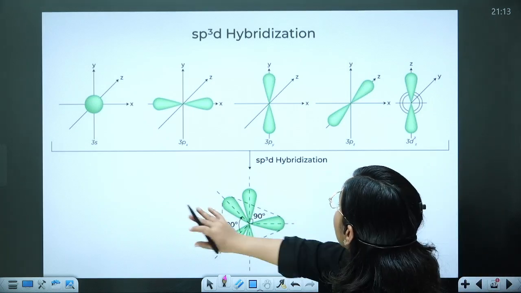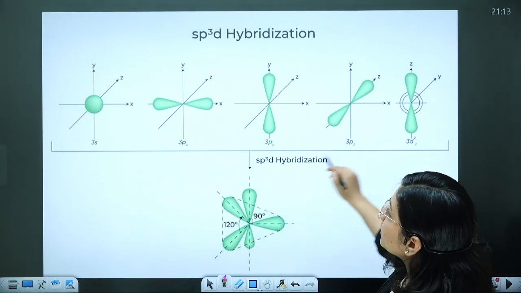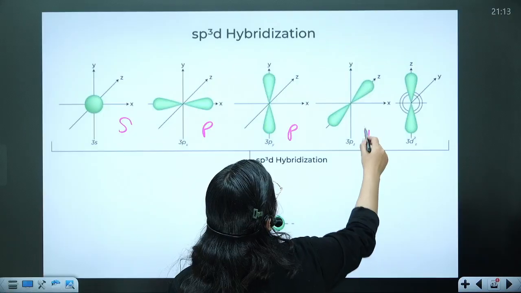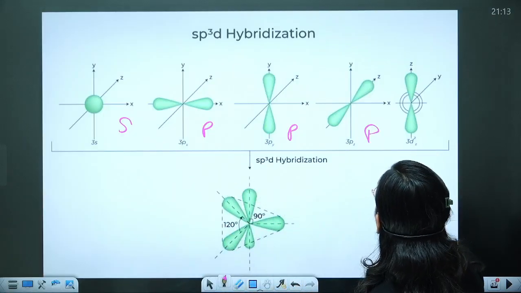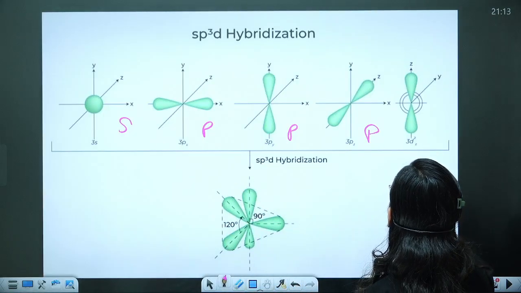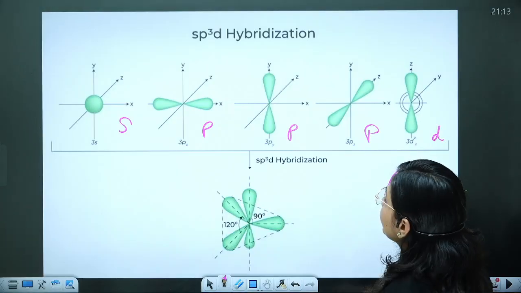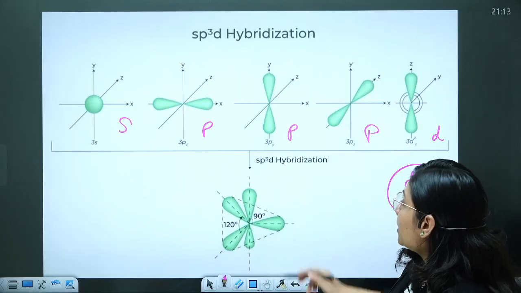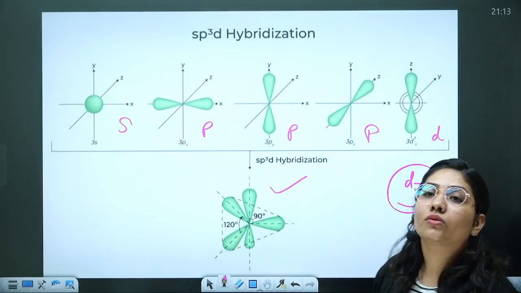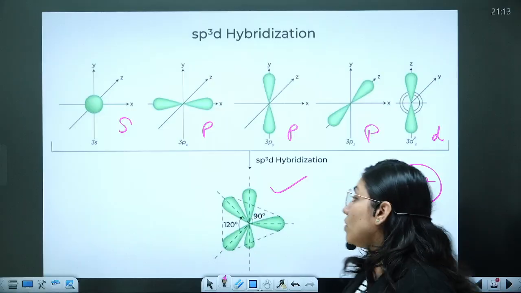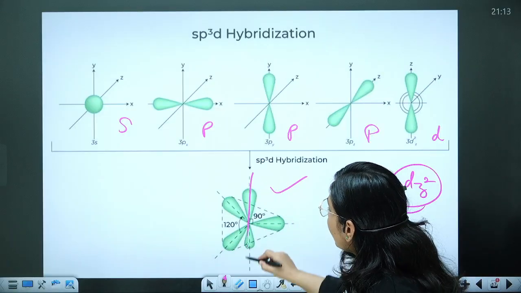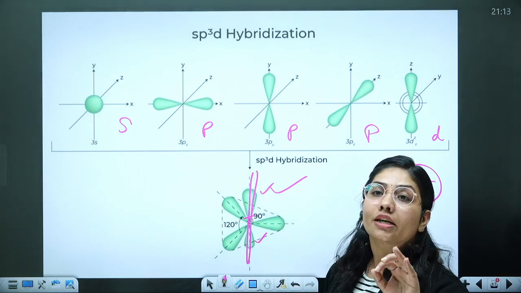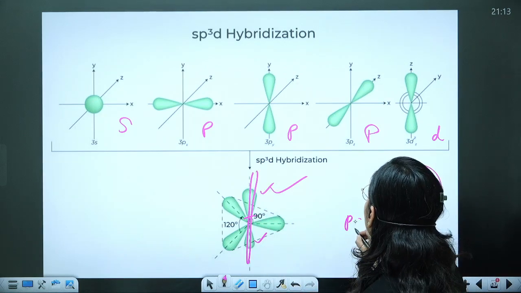Now see here, this is the s orbital, p orbital, p orbital, p orbital, and this is the dz square orbital, that is the d orbital. They participate in the hybridization and in the end they give such a geometry to the molecule. In this case there are 2 axial bonds and 3 equatorial bonds. This is the case of PCl5.